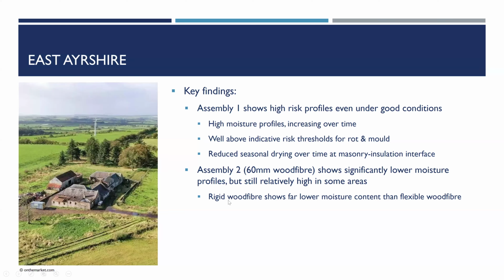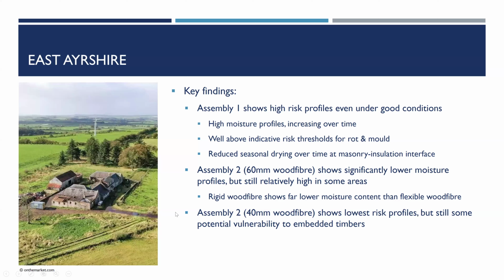If you use rigid wood fibre, you have far lower water content in the insulation material than if you use flexible wood fibre. And if you use a bit less insulation, that shows you the lowest risk profiles, but still not bomb-proof. Well, not that any insulation on the inside of a solid wall is bomb-proof. If you cover the walls in lime render, an appropriate lime render mix, that shows the best option. So 40mm wood fibre with an external lime render, according to the pretty detailed moisture risk assessment, that's your best option for that building.